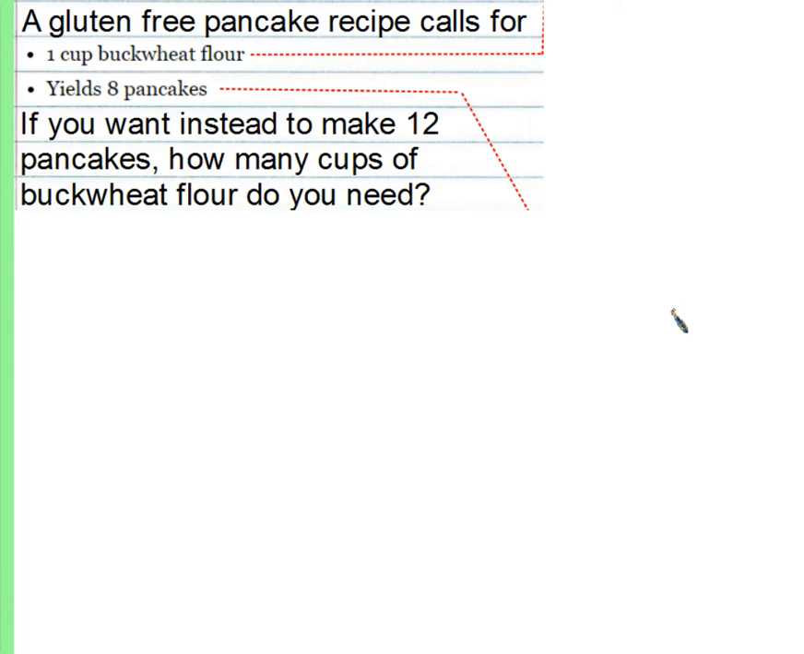Okay, so here's an application. A gluten-free pancake recipe. It calls for 1 cup of buckwheat flour. Has anybody used buckwheat flour before?